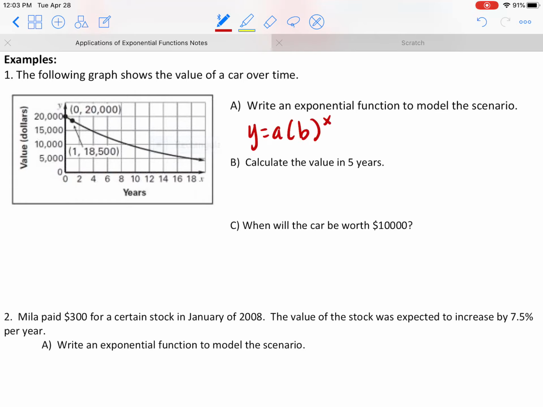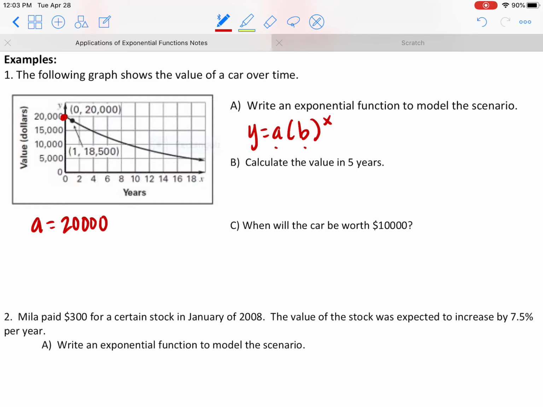So let's look here. The following graph shows the value of a car over time. Looking at the graph, not linear, right? We can see that that is an exponential curve, and it's asking us to write an exponential function to model this scenario. So we're trying to write something in this form, a times b to the x. So I need to know a, where does it start on the y-axis, and b, what are we multiplying by to go from the first y value to the second y value? Okay, just like our geometric sequences.